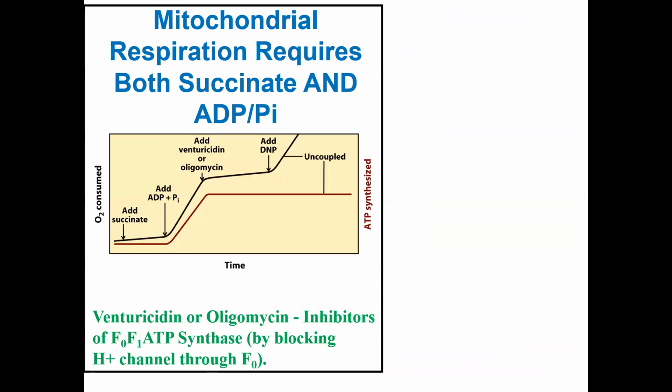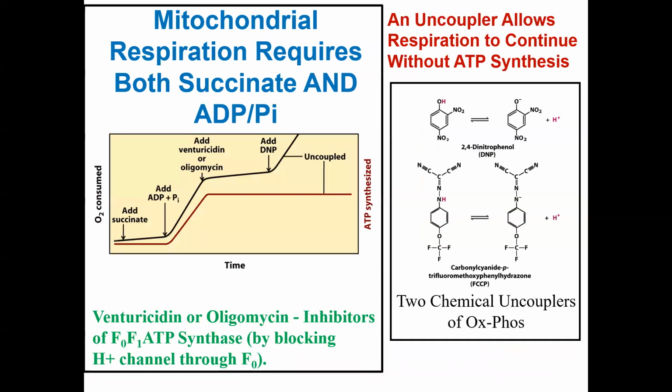Now, it turns out that they also wanted to demonstrate that mitochondrial respiration requires oxidizable substrate, succinate, and ADP and inorganic phosphate. Okay. So this one, they did the same experiment, right? They basically did exactly the same experiment. They wanted to demonstrate that respiration and ATP synthesis was coupled.